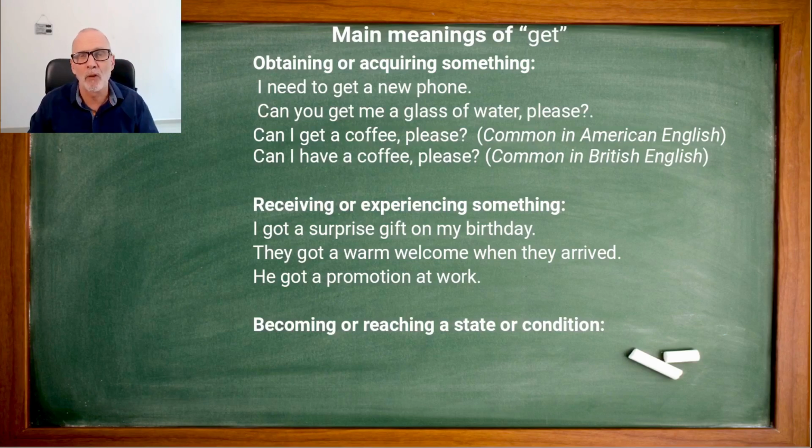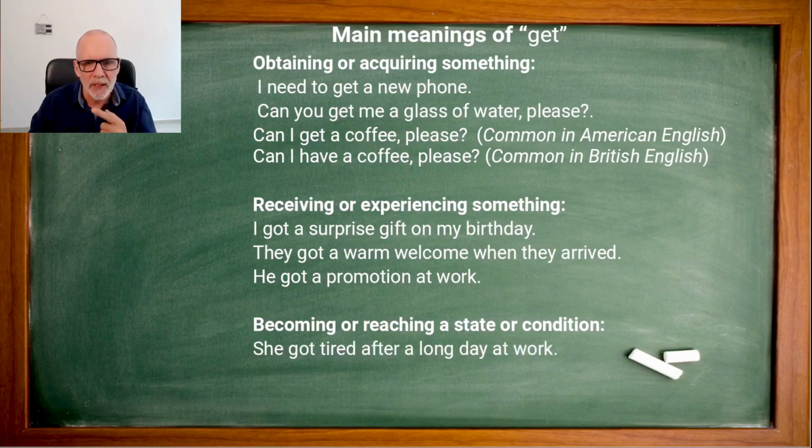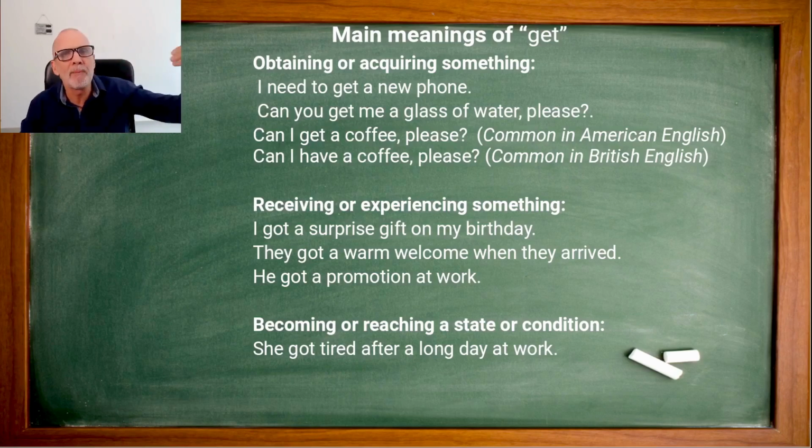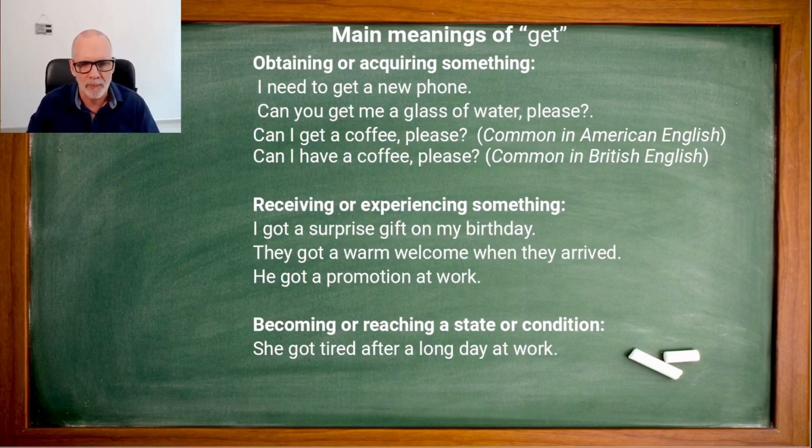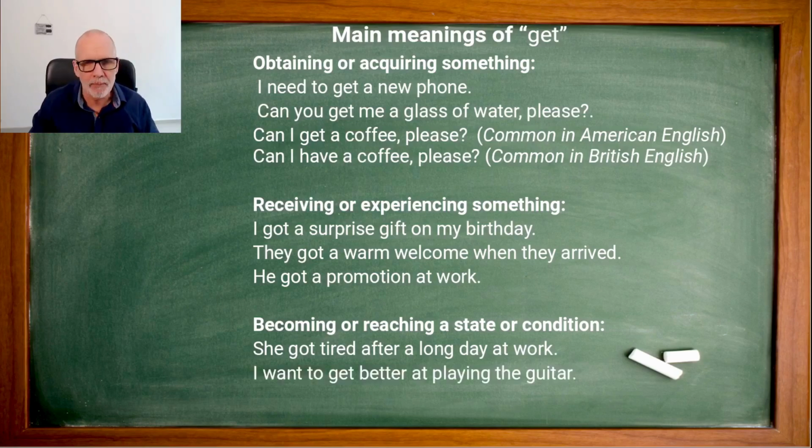The main meanings of get as a standalone verb. Becoming or reaching a state or condition. For example, she got tired after a long day at work. She became tired after a lot of hard work or a long day at work. If we say a long day at work, we mean many hours in her job.